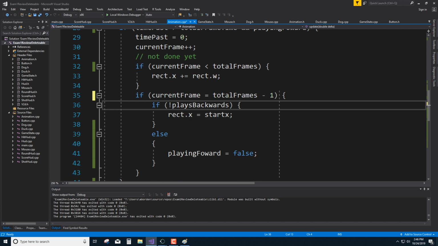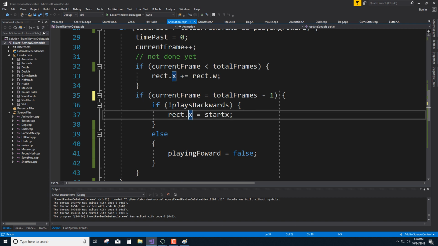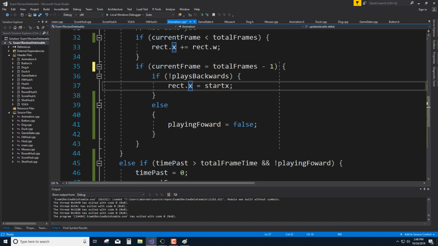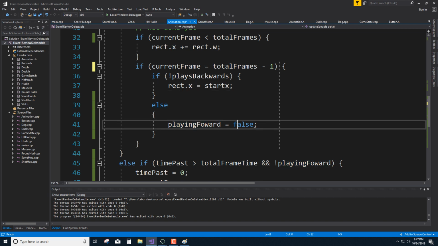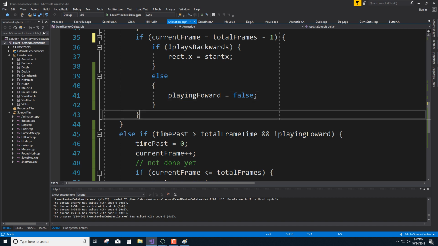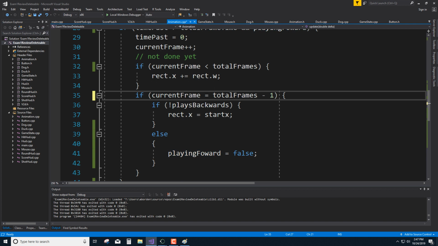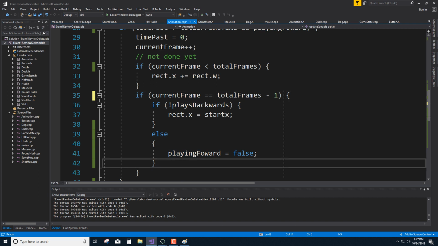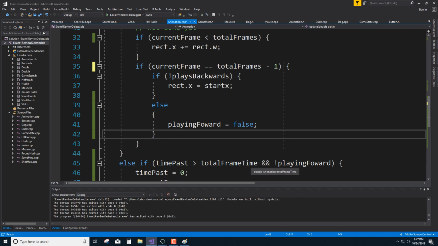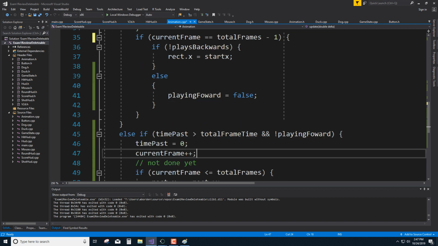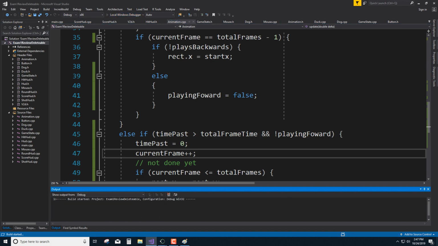Okay, from there, if it doesn't play backwards, we restart. If it does play backwards, playing forward equals false. And we should go into the case where the time has passed and we're not playing forward. So it should go here next time. You need the double equals on the if step. Ah, filthy SQL. Oh, okay. It worked and then it stopped.